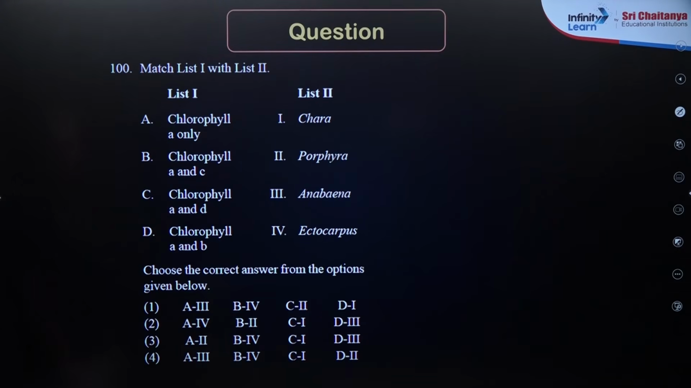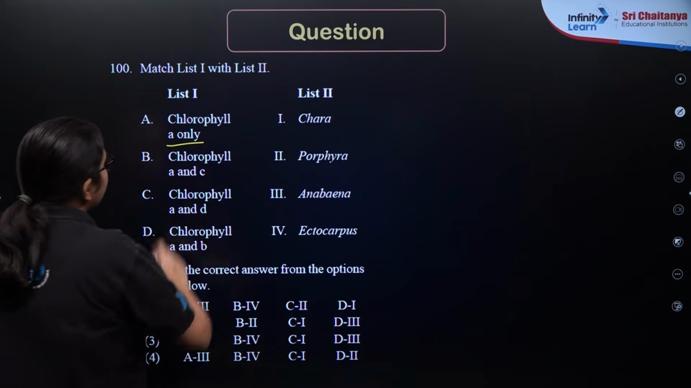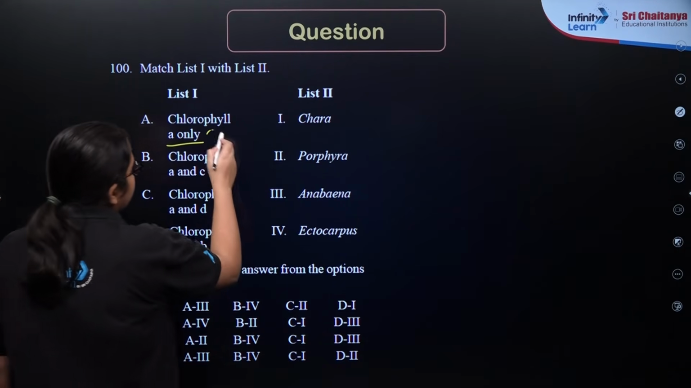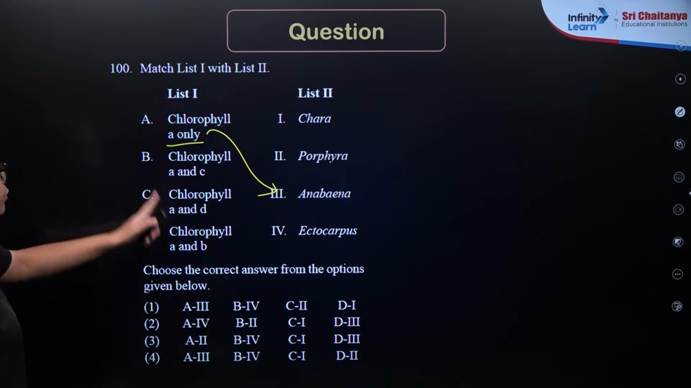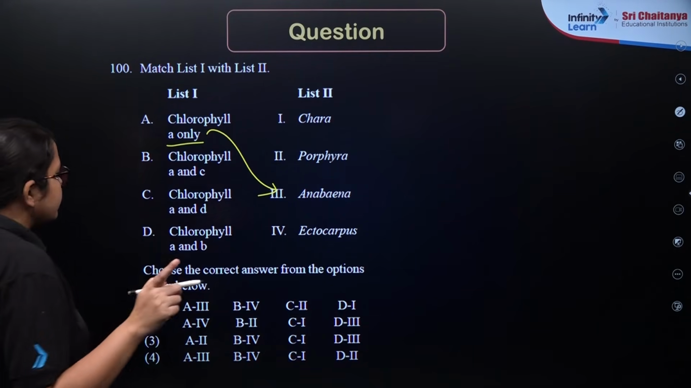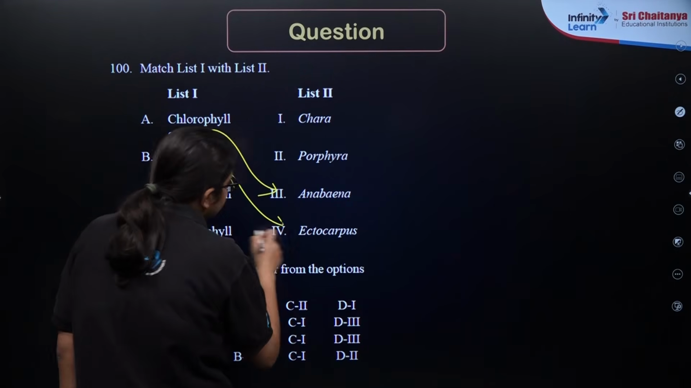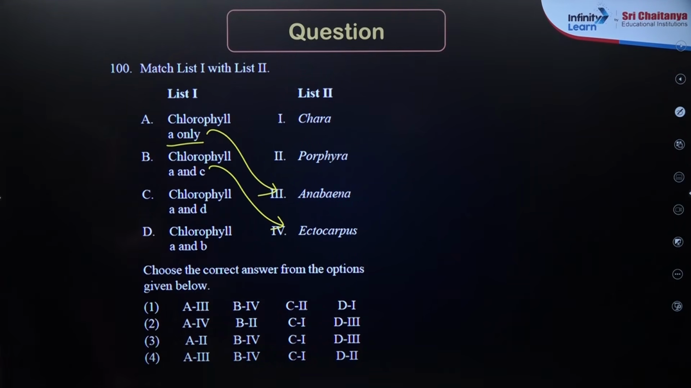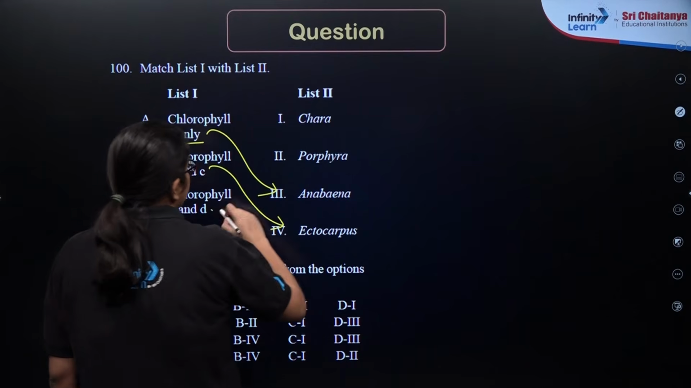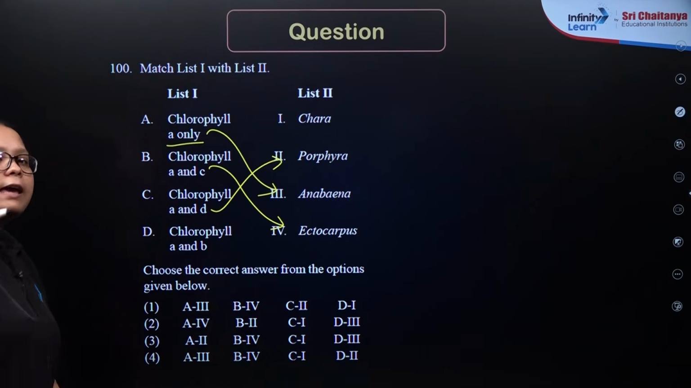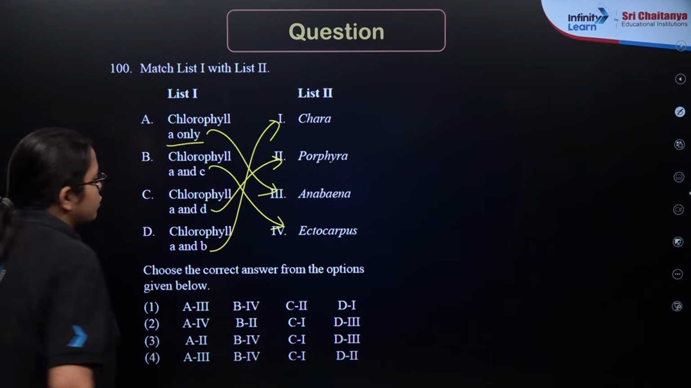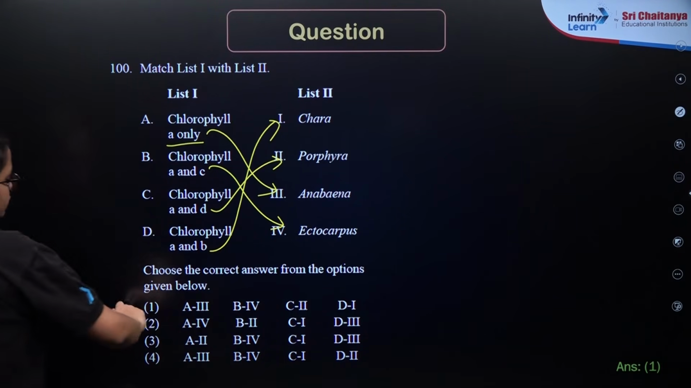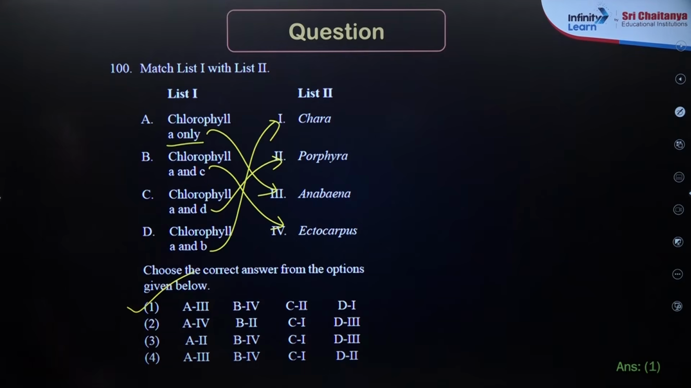Next question. So here we have to match. Chlorophyll A only is found in Anabaena, which is a blue-green algae, a cyanobacteria. Chlorophyll A and C is found in brown algae. Brown algae is Ectocarpus. Chlorophyll A and D is found in red algae. Red algae is Porphyra. Chlorophyll A and B is found in green algae, which is your Chara. So which is the correct match? The first one. Option number 1 is your answer.